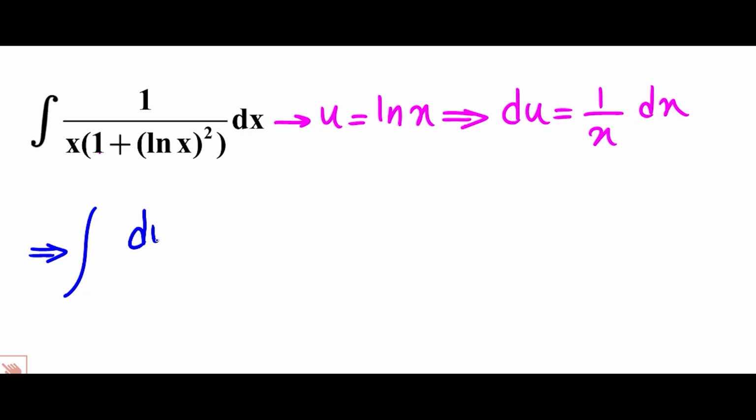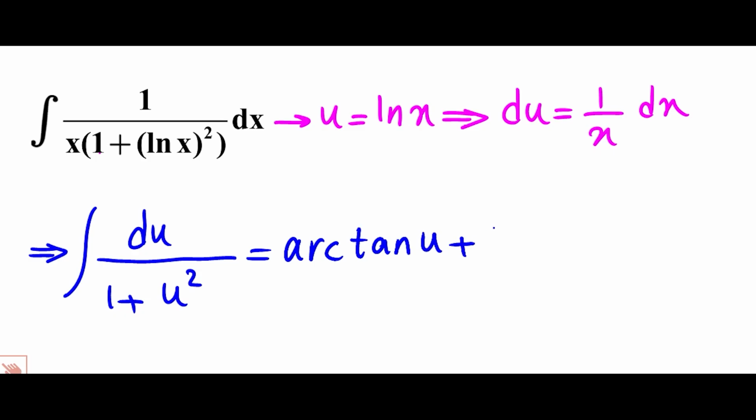So du over 1 plus u squared, because ln of x is u, so (ln of x) squared is u squared. And this integral is arctangent of u plus c. Or the final answer is arctangent of ln of x plus c.